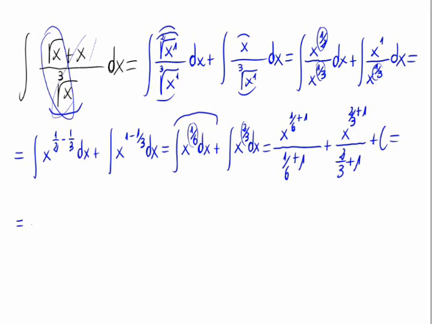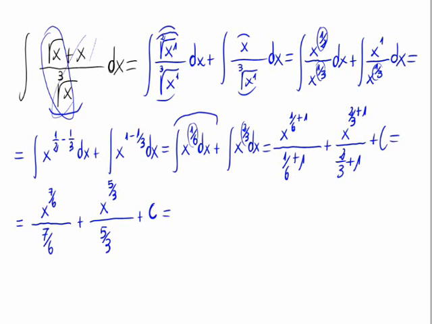Operating this, we would have x raised to 1/6 plus 1, that is 7/6, divided by 7/6, plus the second is x raised to 2/3 plus 1, which is 5/3, divided by 5/3 again, plus the constant.